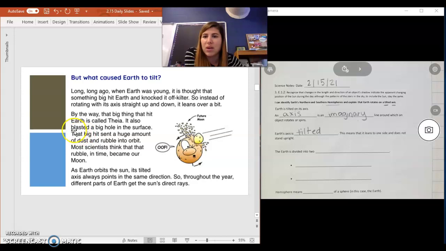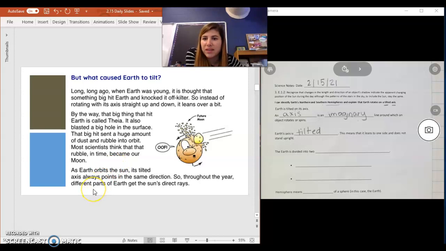And we also know that it blasted a big hole in the surface, and that big hit sent a large amount of dust and rubble into orbit, and many scientists think that our moon was at one time a piece of that rubble that broke off. So in this little cartoon image, it shows the Earth, this large space object called Theia that collides. Notice all the debris, all the little pieces that break off, and scientists think that one of these little pieces then became our moon, which is really just a rock.